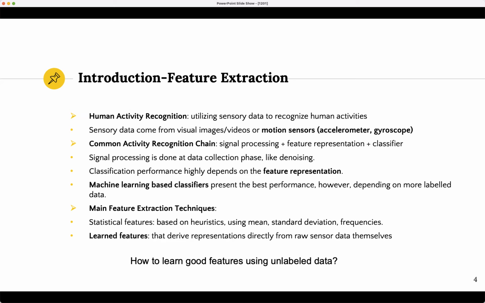And for the classifiers, we can use a lot of different classifiers. Some traditional machine learning classifiers like SVM or a random forest. But generally, these machine learning based classifiers present the best performance now. However, they depend on more labeled data.